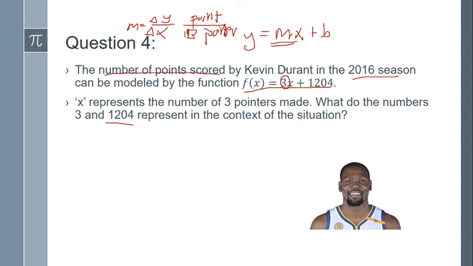So in this situation, it's a little bit different than you might have in your project. This 1204 is kind of representing all the points that he's scoring other than three-pointers. So it's all his field goals, all his two-pointers and his free throws, or foul shots.